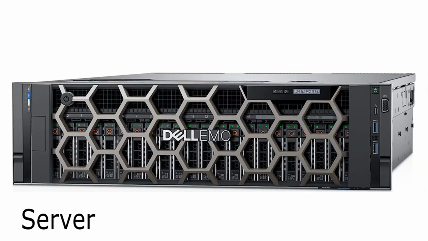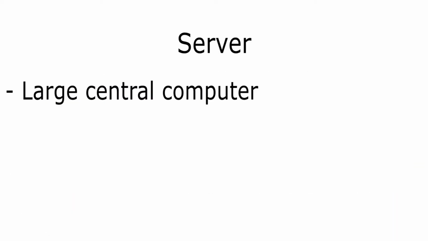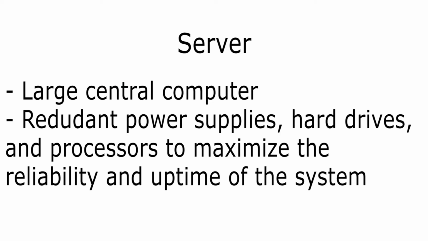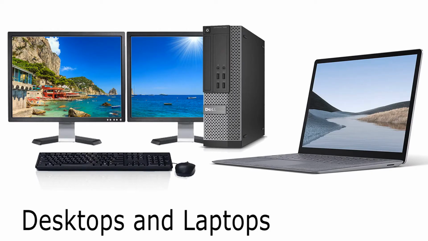Now let's talk about the server. This is where company data and sometimes software is hosted. It's usually a large central computer with redundant power supplies, hard drives, and processors to maximize the reliability and uptime of the system. What network would be complete without some desktop computers and laptops? These access information on a server, on the local hard drive, and/or on the internet. IT professionals try to avoid having anything stored exclusively on the computer's hard drive, so a backup doesn't need to be set up on every single device.